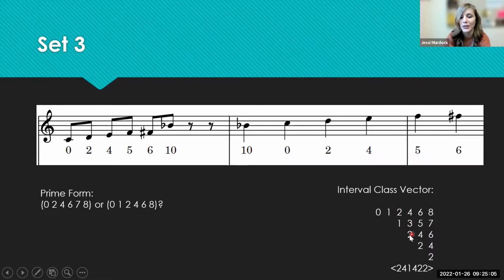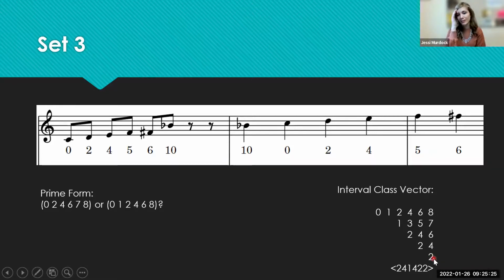So the next line down, we're going to subtract 2 from everything. So 8 minus 2 is 6. 6 minus 2 is 4. 4 minus 2 is 2. Now we're going to subtract 4 from everything. So 8 minus 4 is 4. 6 minus 4 is 2. Now we subtract 6 from everything. So 8 minus 6 is 2.